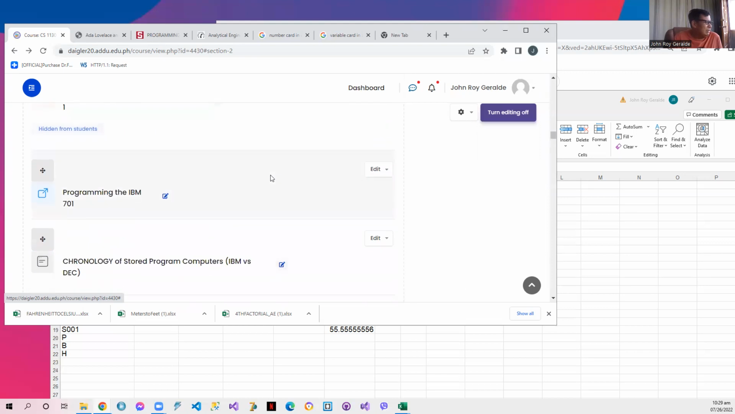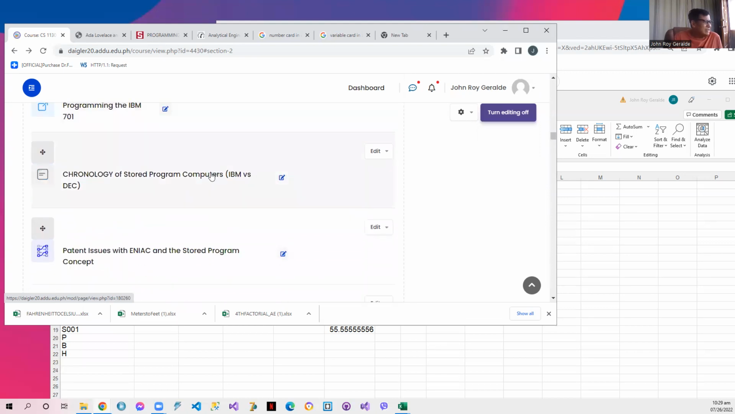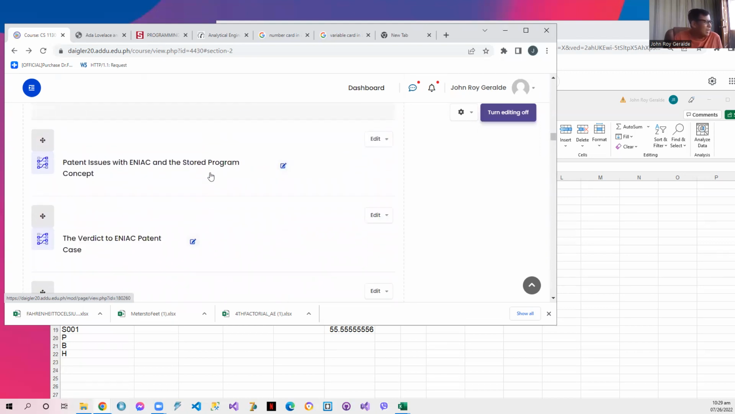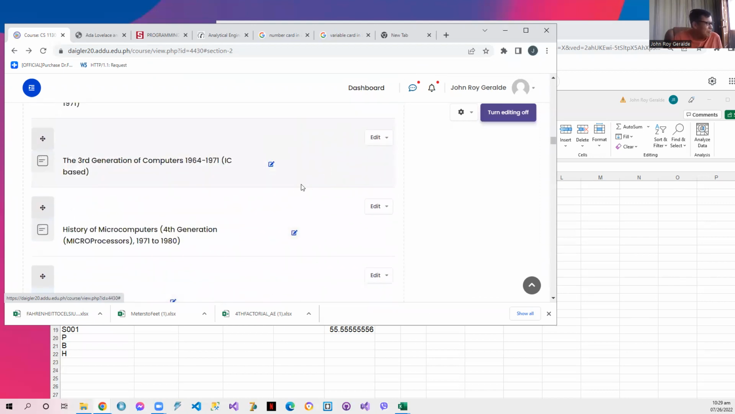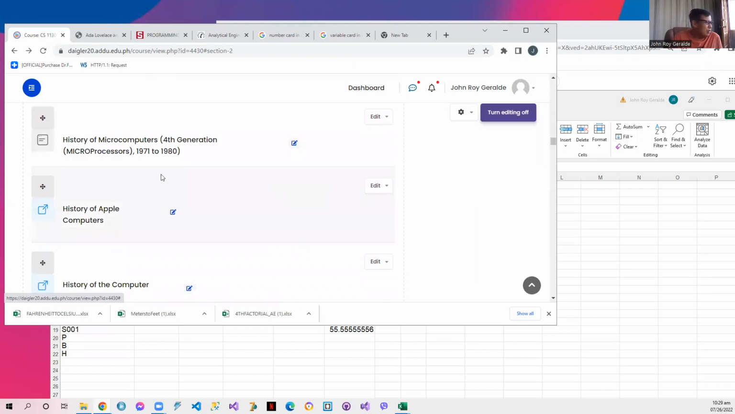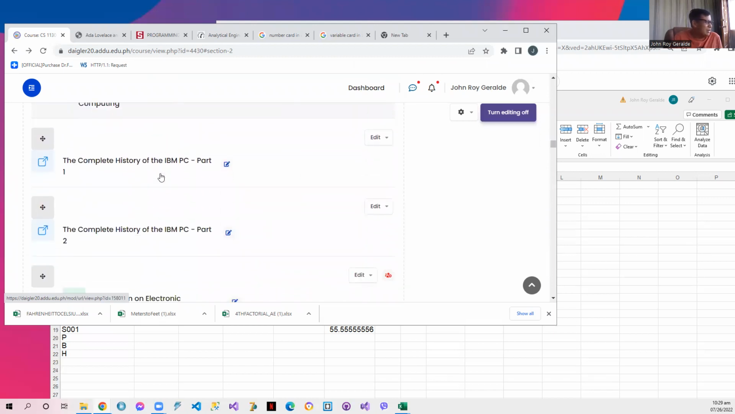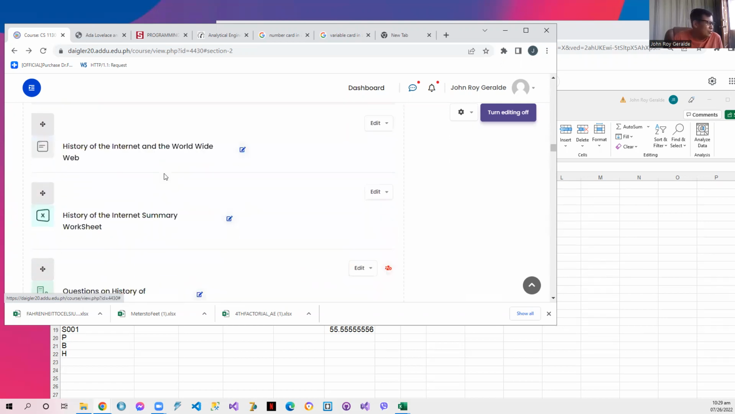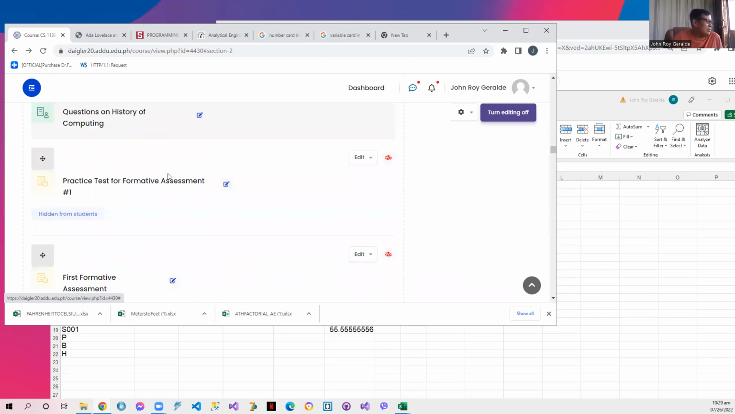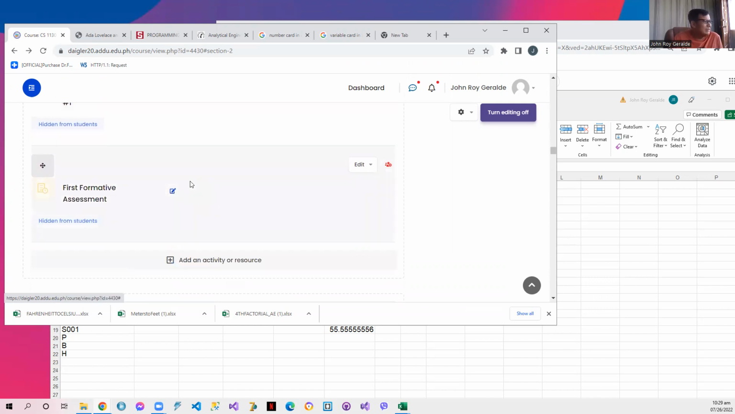And then the next is the IBM series, the IBM 701. Okay, we will really look at the evolution until we reach the microcomputers or the personal computers. After which we look at the history of the IBM PC. Okay, and then Microsoft Windows, the internet, and so on and so forth. And then we will have our first formative assessment.